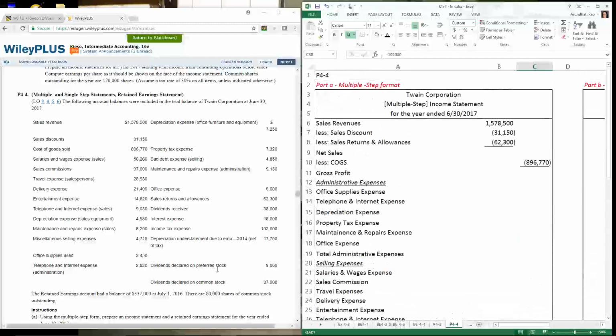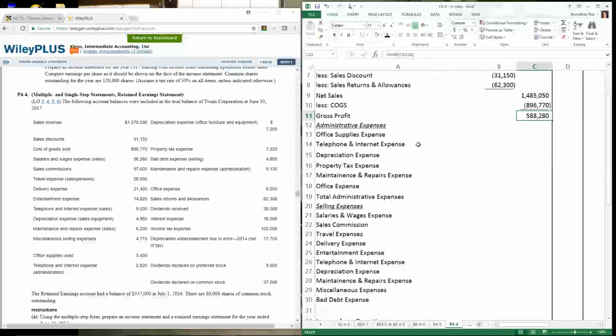Okay, so I have the information necessary over here to calculate my net sales number, which is sales revenue minus my discount minus my returns and allowance. That gives me 1,485,050. I subtract my cost of goods sold, and that'll give me my gross profit. All these expenses that I had identified as either selling or administrative were given to me. The only one that I had to identify was property tax expense, and that's always an administrative expense. Okay, I'll put those numbers in place over here.